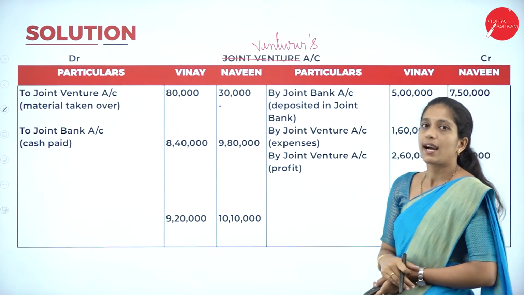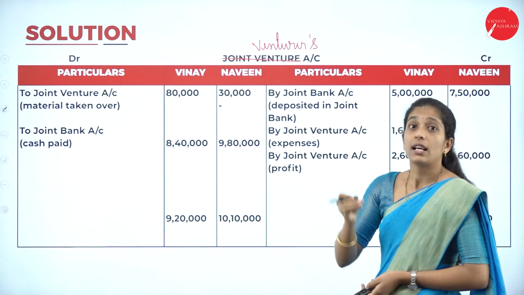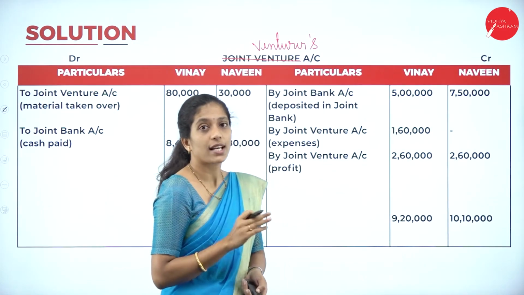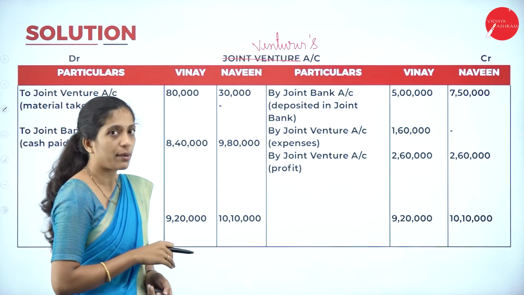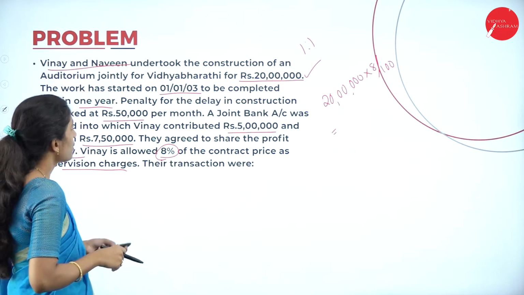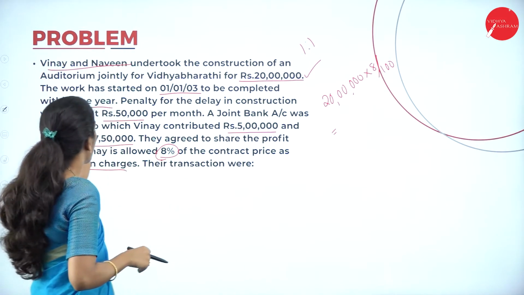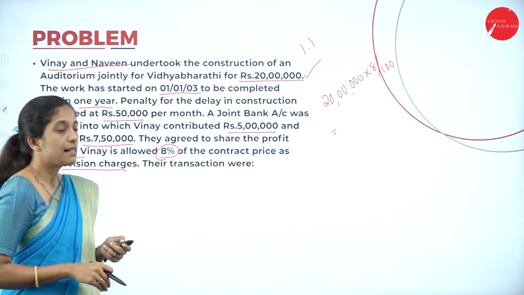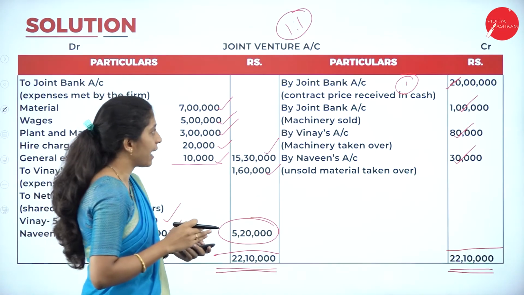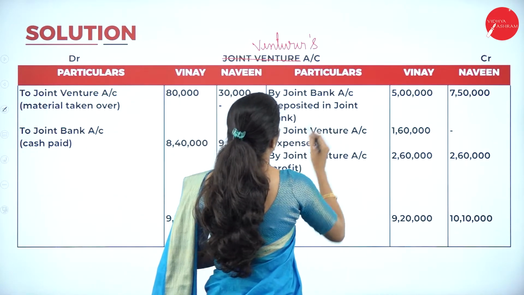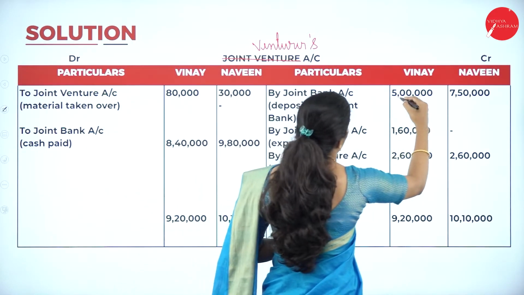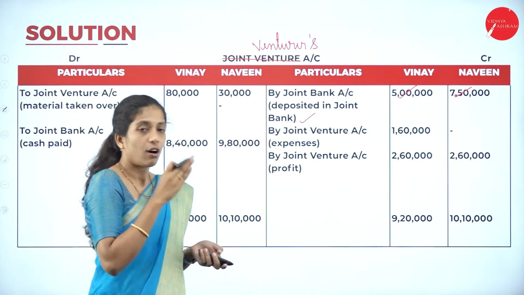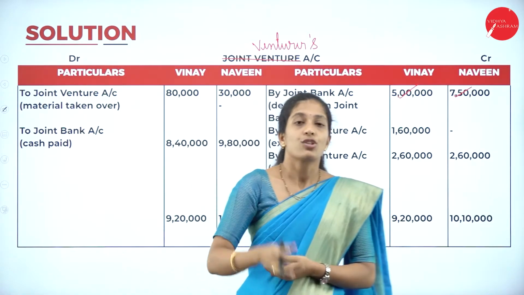Now, what are you going to do here? First, record the amount deposited in the joint bank account. Each of the venturers has deposited a certain amount in the joint bank account, right? See the question: a joint bank account was opened into which Vinay contributed 5 lakh and Naveen contributed 7,50,000. So record that amount: by joint bank account, deposited into joint bank, 5 lakh and 7,50,000.